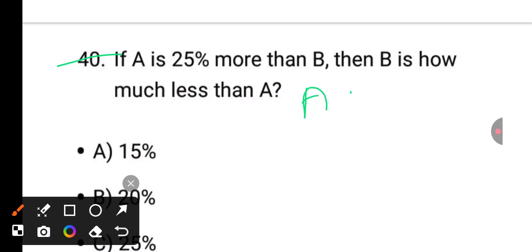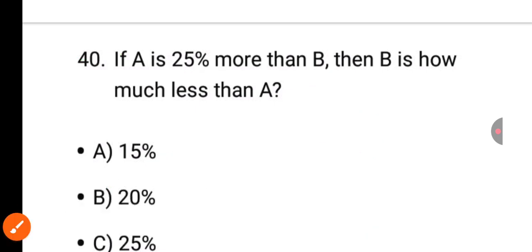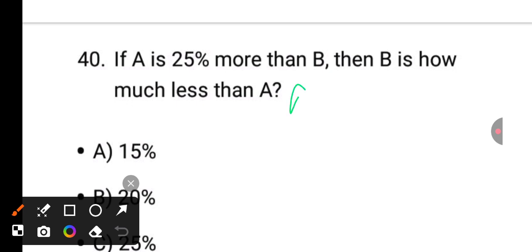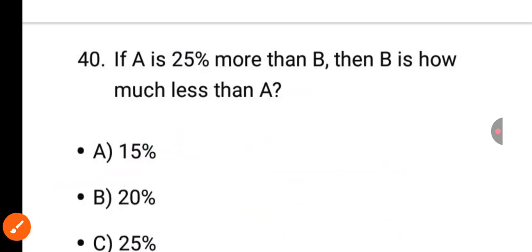Next one, a number A is 25% more than B, then B is how much less than A? See here, A is to B. 25% means 1 by 4, so if B is 4, A is 1 more, that is 5. Now, B is how much less? 1 less from 5, so 1 by 5 means 20%. In the basic method, A is to B: if A is 100%, B is 25, and you calculate 25 five times to 25 four times. Again the same answer, 20%.